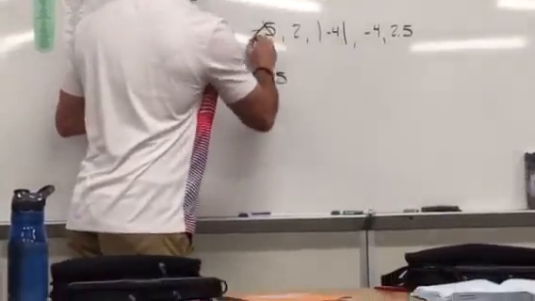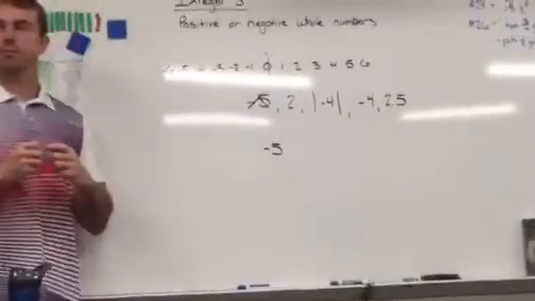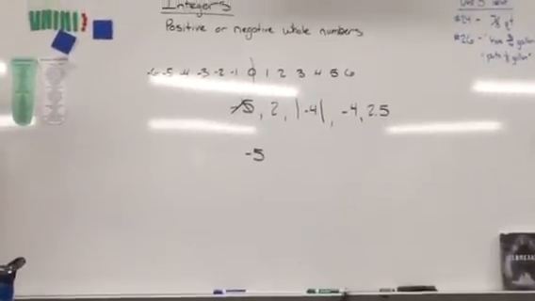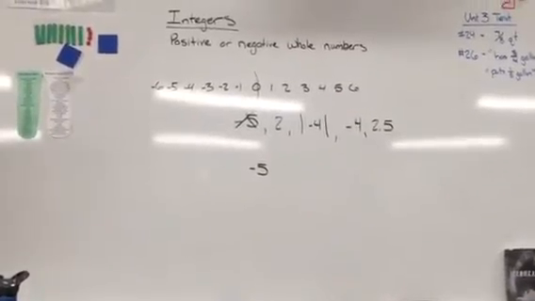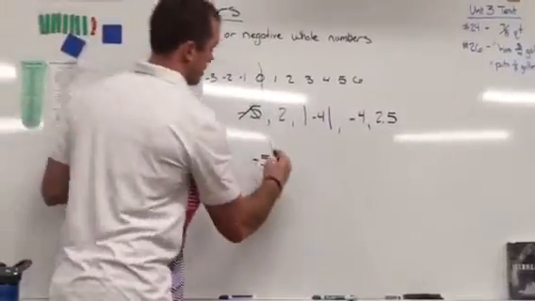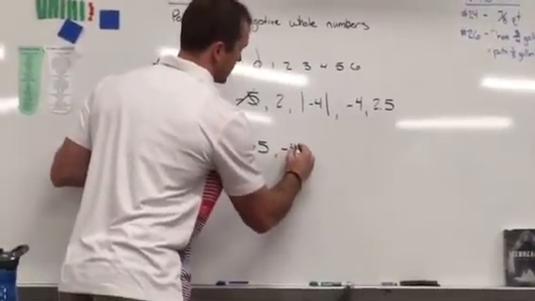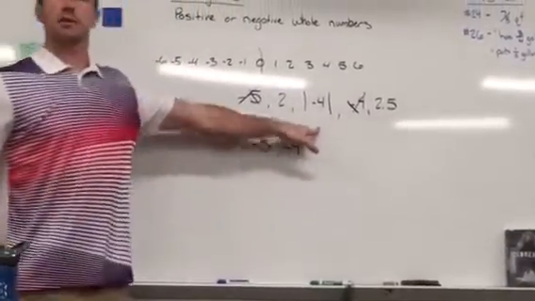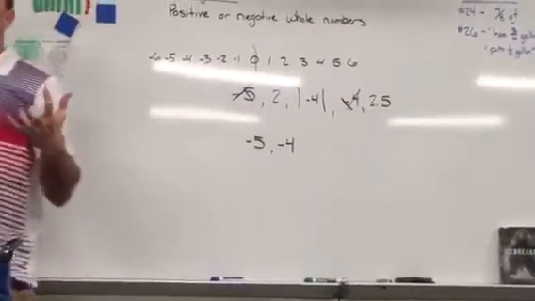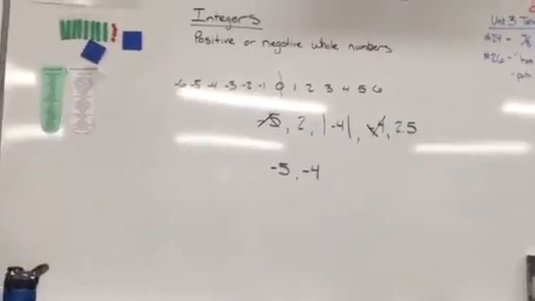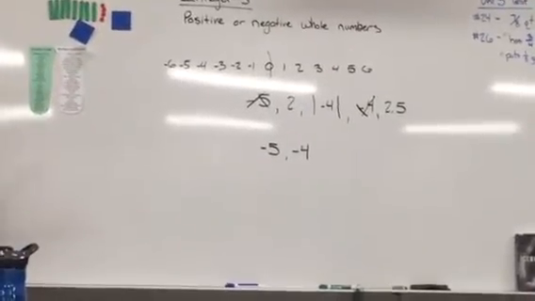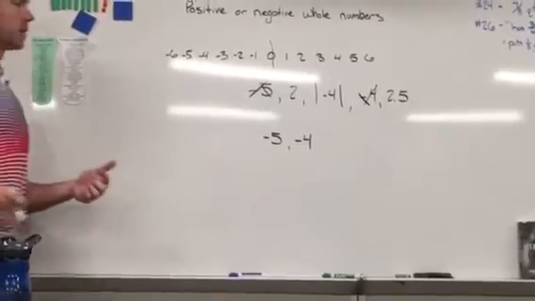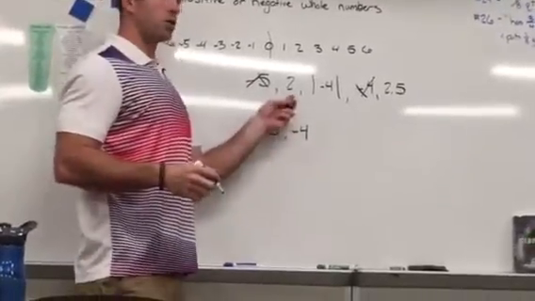I like to cross them out as we go just so we can have a little visual. What is my next smallest value? Brody? Negative 4. Not the absolute value one, but negative 4. Good, I would agree. And you said not the absolute value because what is the absolute value of negative 4? 4. What's the absolute value of any number? The distance it is from 0, and it's going to be positive. Good.